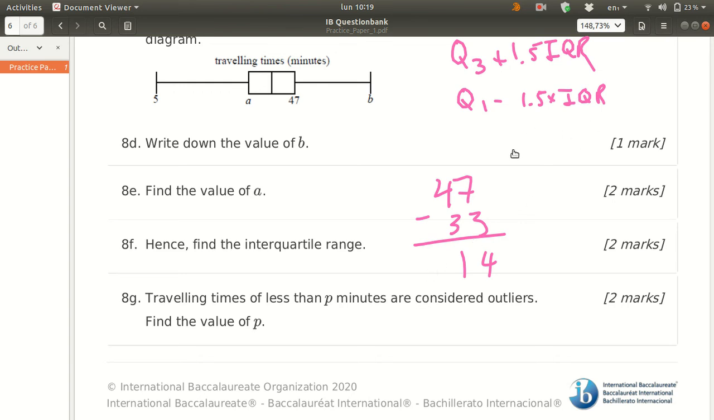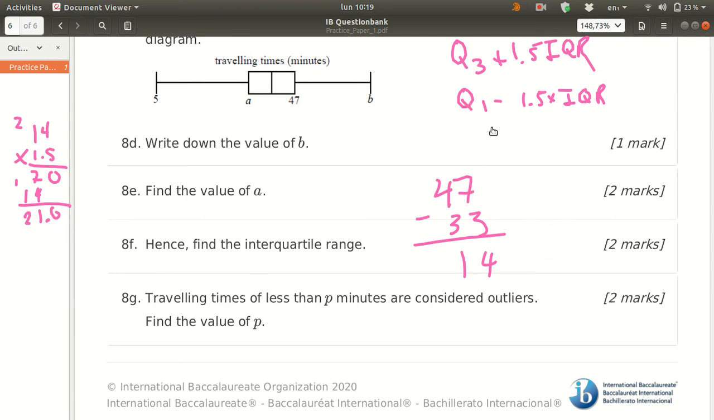My interquartile range is 14. So let's find 14 times 1.5. 5 times 4 is 20. 5 times 1 is 5 plus 2 is 7. 1 times 4 is 4. 1 times 1 is 1. So I get 210 with one decimal here, so 21.